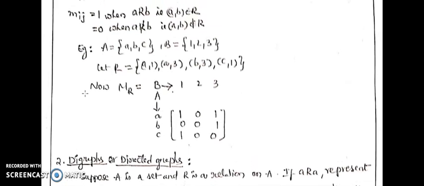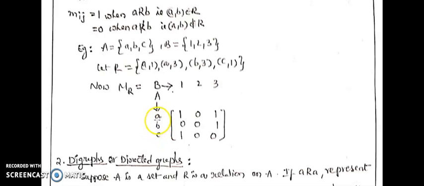Suppose the set A is equal to {a, b, c}, the set B equal to {1, 2, 3}. And a relation R is given by (a, 1), (a, 3), (b, 3), (c, 1). There are 4 elements in the relation. Corresponding to this relation, let us try to form a relation matrix M_R. For forming the relation matrix, what we do first is write along the row the elements of B, 1, 2, 3. And along the column, we write the elements of A as shown here, a, b, c.